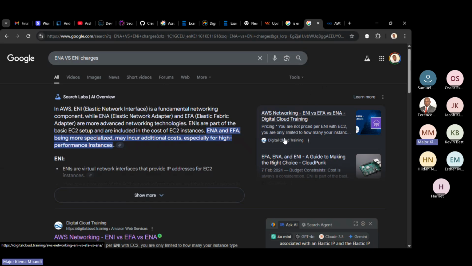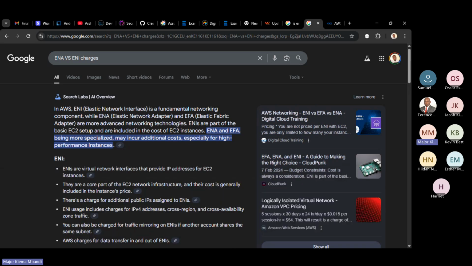So I thought that I needed to make it clear. Kevin, you are around. Maybe now you know that ENA also supports Windows-based instances. I also shared another article from Digital Cloud that tries to distinguish between the three: Elastic Network Interface, Elastic Network Adapter, and Elastic Fabric Adapter.